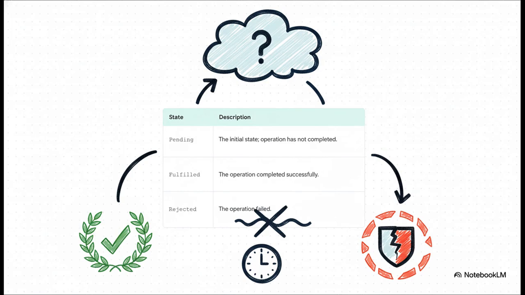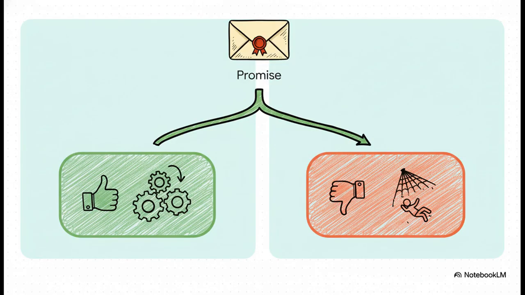Every single promise can be in one of 3 states. It starts out as pending. That just means the work is still in progress. Then it will eventually settle into one of 2 final states. If everything went well, it becomes fulfilled. If something went wrong, it becomes rejected. Simple as that.